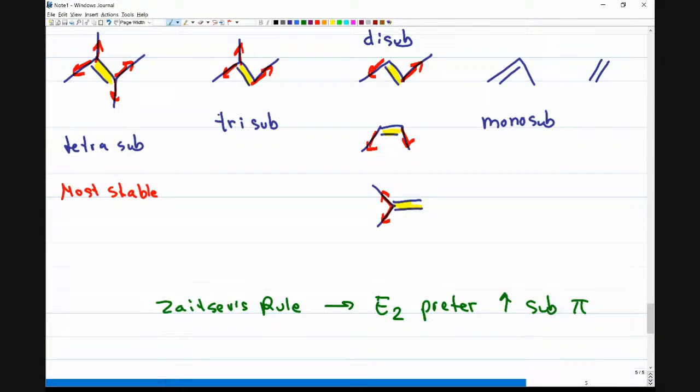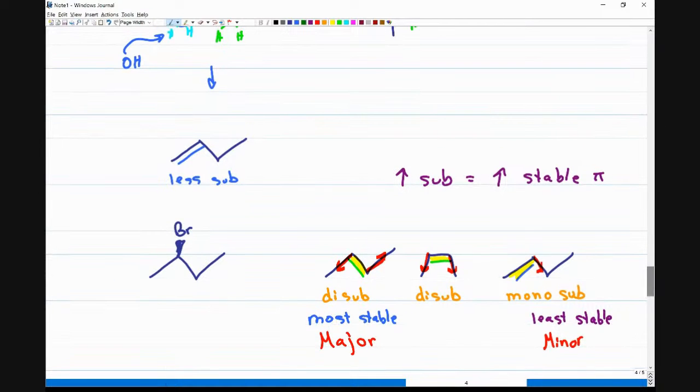So let's go back then to our molecule here. One way to figure out the product, or to figure out the more stable product, is to draw out all of them and then look to see which one is more stable.